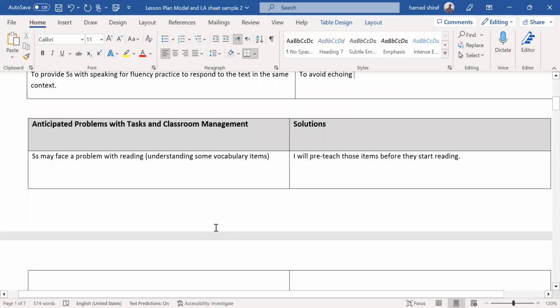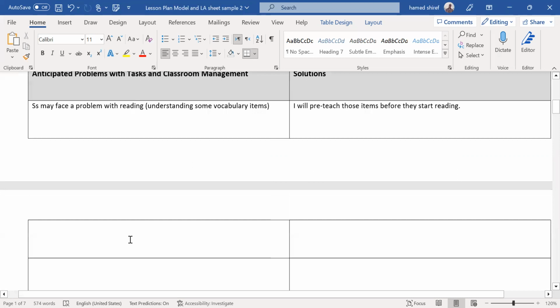If we go down here, this is the part for anticipated problems and solutions. And as we said earlier, here it's related more to the lesson. It's related to tasks and related to classroom management. So, for example, students might face a problem with understanding some key vocabulary items. The solution will be that you will be pre-teaching those items before they start reading.